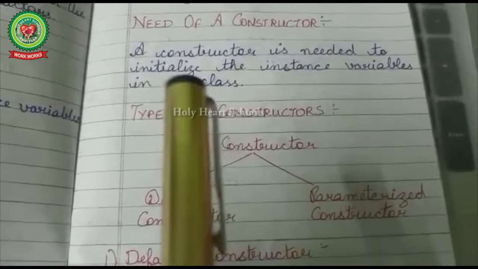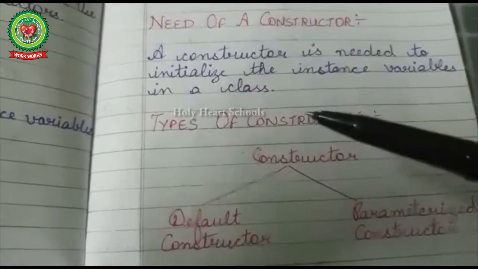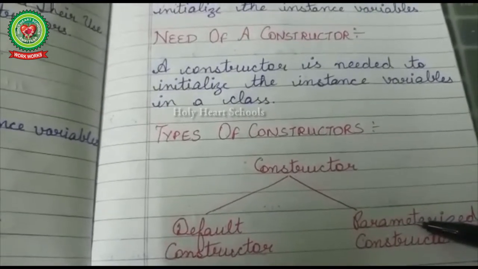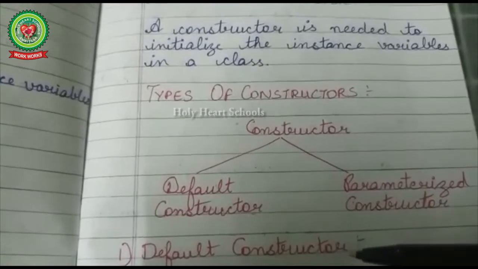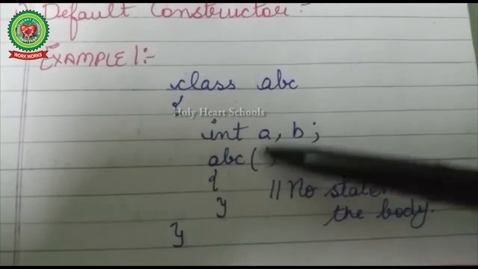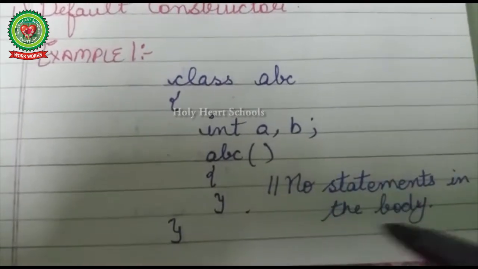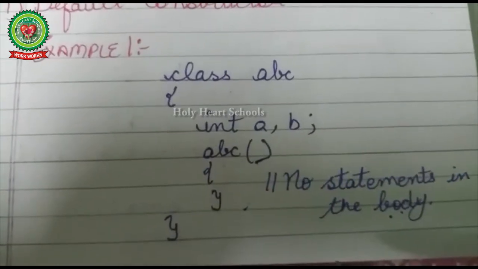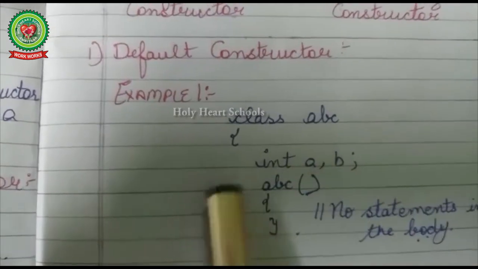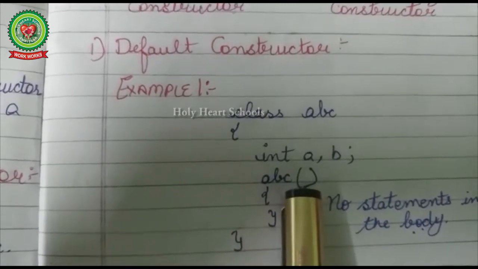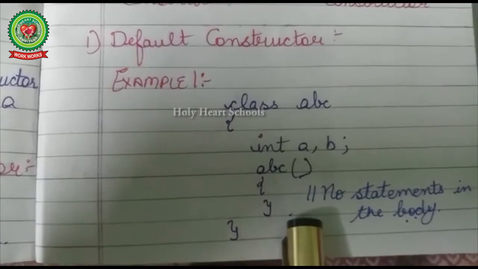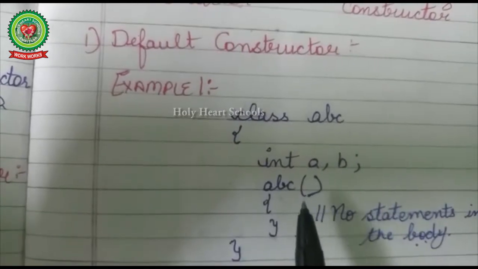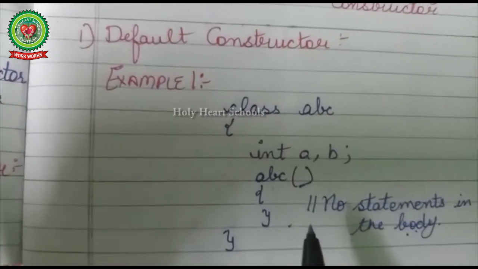Now we will understand the different types of constructors. Different types of constructors are default constructor and parameterized constructor. Let's understand the default constructor. A default constructor is a constructor having no statements in the body and no arguments while defining. In this example, ABC is a default constructor as it has no statement in its body. This constructor will be automatically invoked when we compile the program.